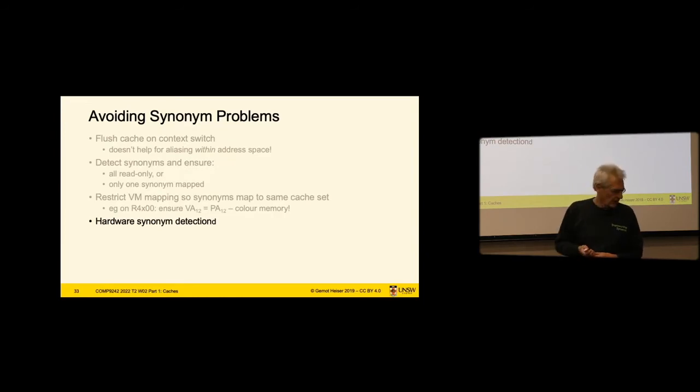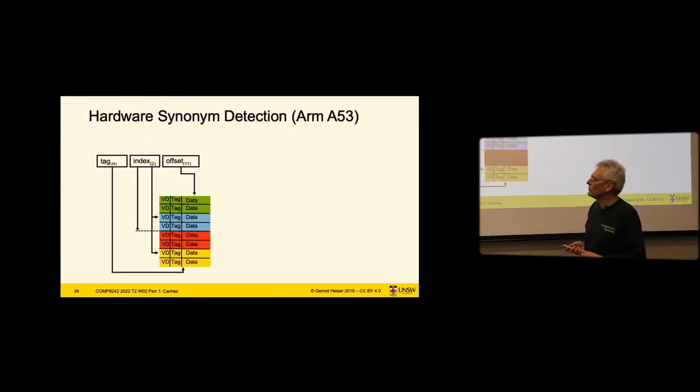The other is hardware synonym detection, which is used on some ARM processors. So if you look at, for example, the A53, which is a fairly recent, not quite last generation ARM processor, you'll see that its L1 data cache actually has two colors. So the question is, do you need to worry about synonym problems in the cache here? Well, ARM's manual actually tells you they have a virtually indexed, physically tagged cache, so you shouldn't have to worry.